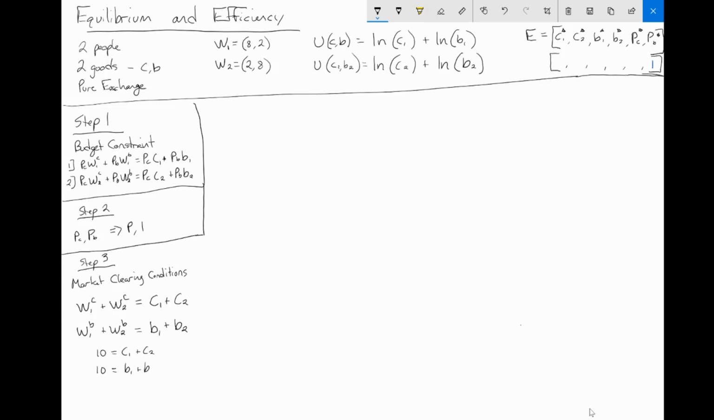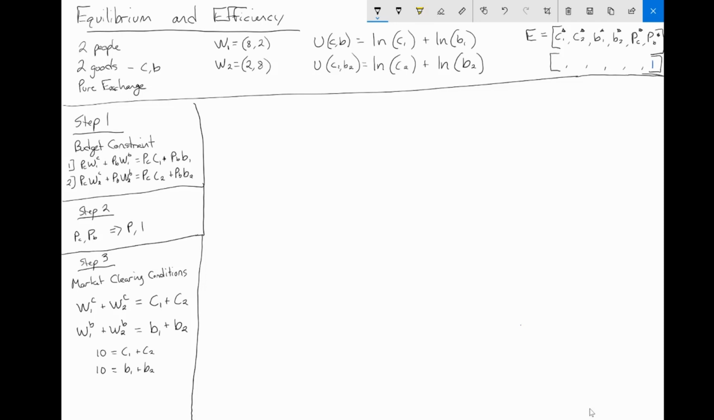B1 plus B2. Okay, so basically we're saying that at the end of the trading, the total amount of cereal that's consumed and the total amount of bagels that are consumed are both equal to 10, because that's the total amount of the goods in the economy when we look at the initial endowment. Okay, so that's step 3. We have to establish the market clearing conditions.